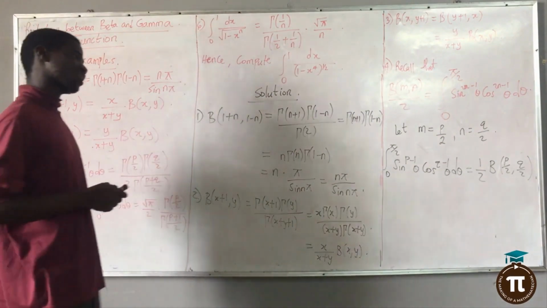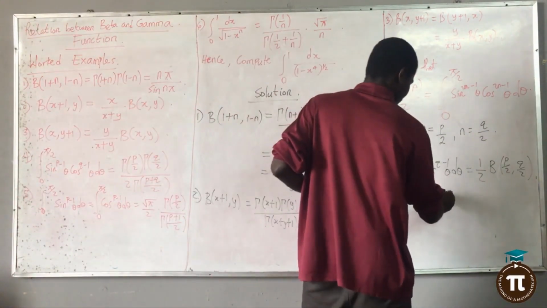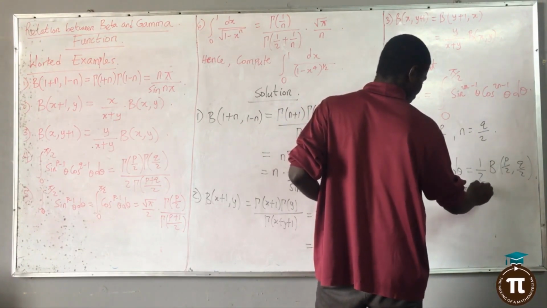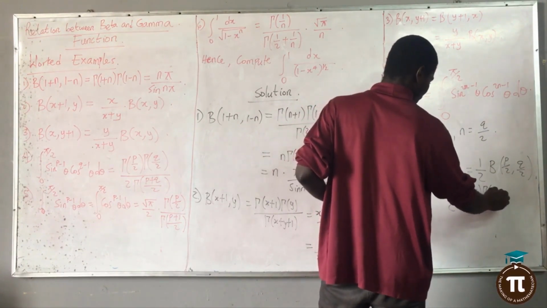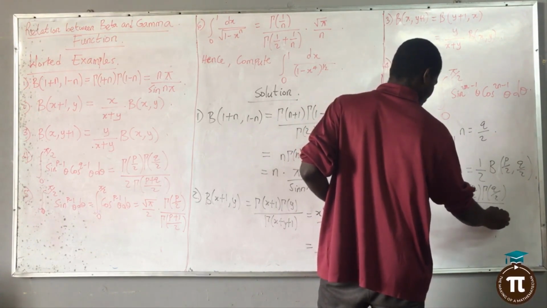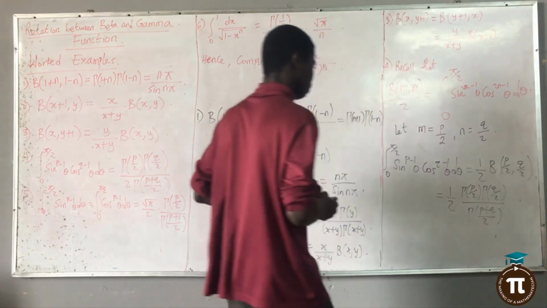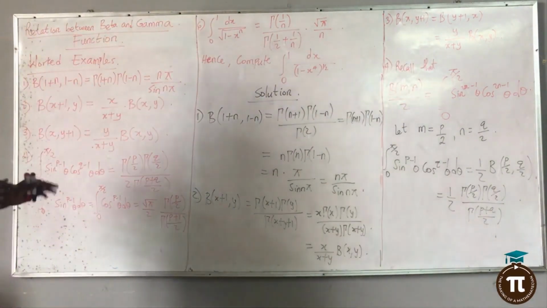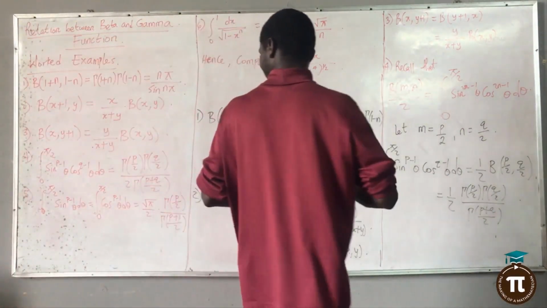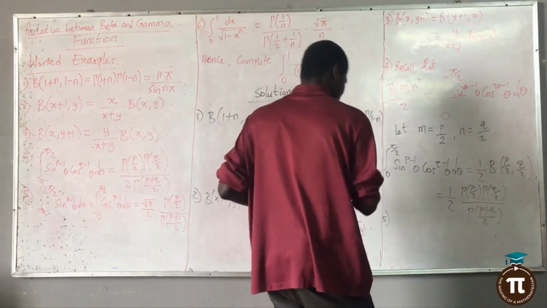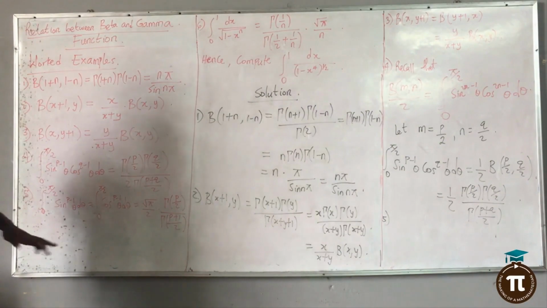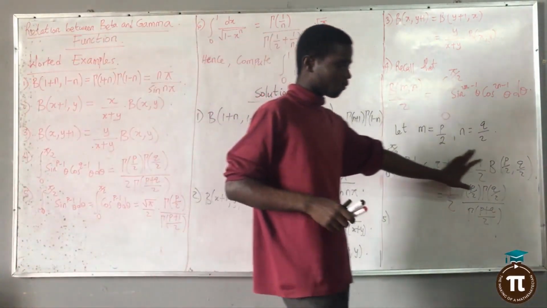So to finish this up, this one will become 1 over 2 gamma of p over 2 gamma of q over 2 all over gamma of p plus q over 2. So that is what I have here, which is the answer. That's all. Now for the next one, number 5. Number 5 wants q to be 1 from 4. Let q be 1.